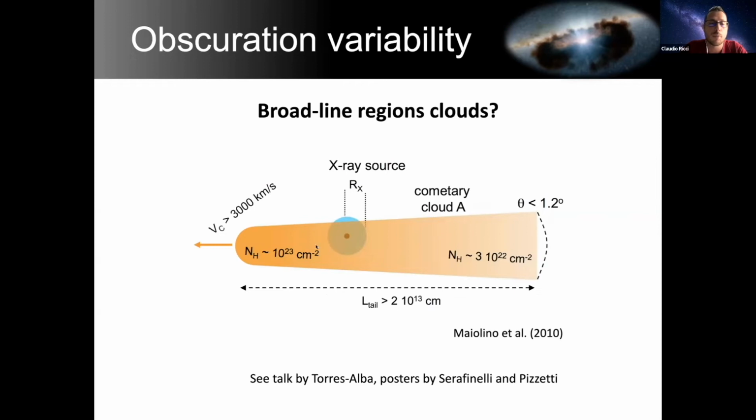And in particular, some objects have shown that the X-ray source, which is illustrated here as this blue circle, can be obscured by comets of this gas. And in particular, these comets can have a very dense center, which can reach column densities of 10^24, and then a less dense tail, which is made of ionized material. And this ionized material can actually leave imprints around the iron K alpha region.